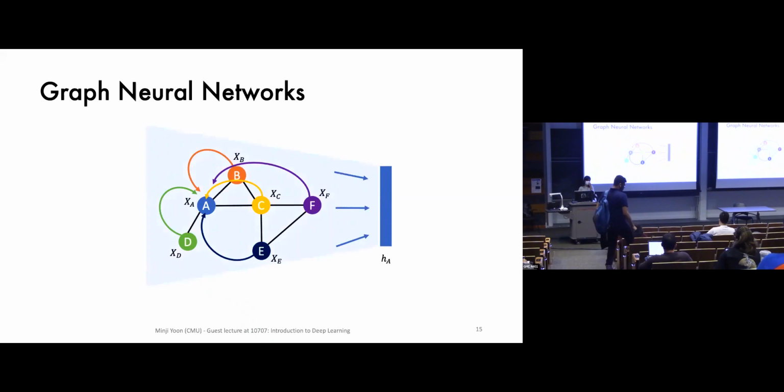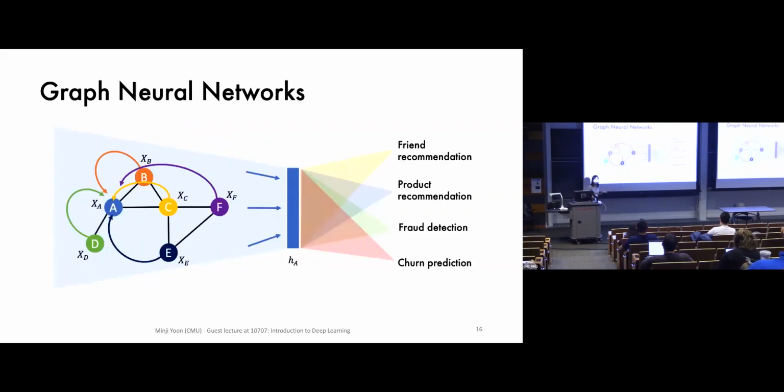And what a graph neural network finally does is, we want to summarize the graph structure around me and their node attributes, and we want to map them into a fixed size form. And this fixed size node embedding will be used in diverse applications. It could be used for friend recommendation on Instagram and Twitter, product recommendation on Amazon, fraud detection or churn prediction in transaction networks and banking systems.